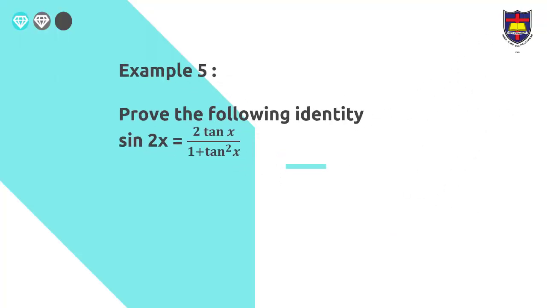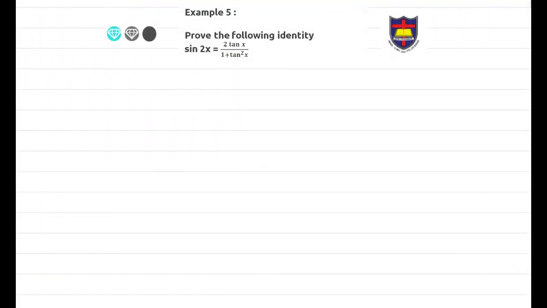Now we have the last example about proving identity. Let's prove the following identity: sine 2x equals 2 tangent x over 1 plus tangent square x. Let's do example 5. To prove the identity, you need to change the left hand side or the right hand side. Usually you can choose the more complex one. I will try to change the right hand side and make it all become sine and cos.